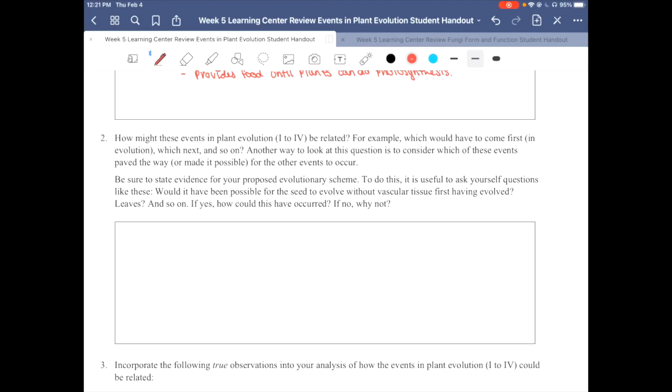Okay, so I'm gonna propose that the vascular tissue evolved first, and the main evidence for that is because roots and leaves contain vascular tissue. So it would make more sense for the vascular tissue to come first before things made out of that can come.